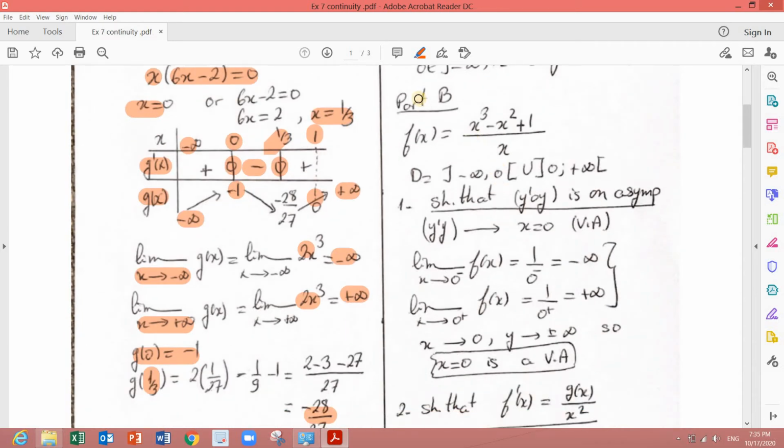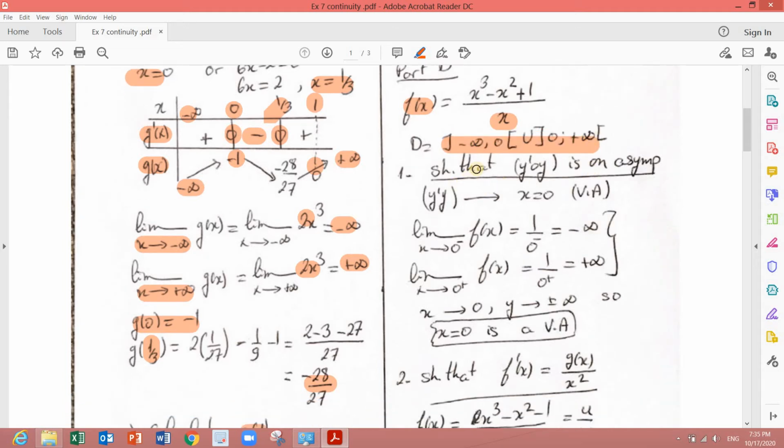Part B. We have another function named f of x, defined by x cubed minus x squared plus 1, over x. Its domain, since we have x in the denominator, is minus infinity to 0, union 0 to plus infinity. It is given. Part 1, we are going to show that the y-axis is an asymptote.